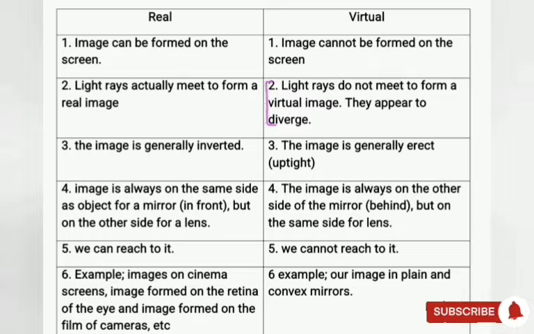For virtual images, the light rays do not meet to form a real image. They actually meet to form a virtual image. They appear to diverge from the principal focus. Real images are generally inverted, while virtual images are generally erect or upright.